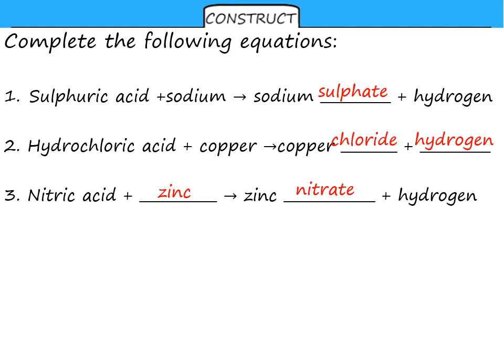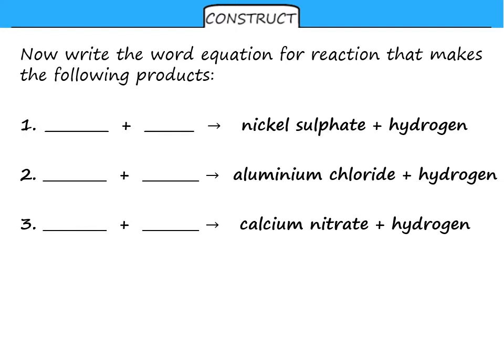Don't forget, after going through all the work of naming your salt, do not forget to put plus hydrogen if it's a reaction between a metal and an acid, or plus water if it's a reaction between an acid and a base. So if you'd like to pause the video now and work backwards to identify the reactants in these reactions.